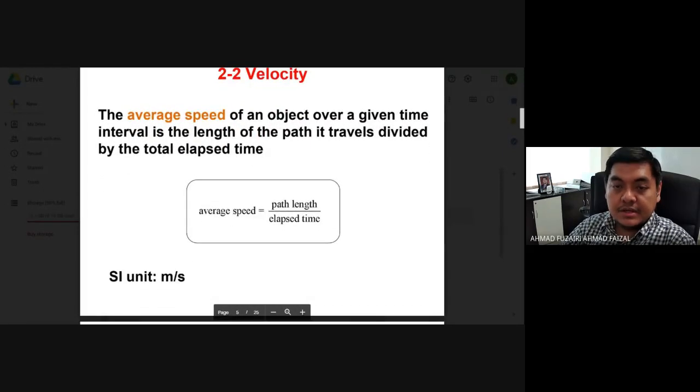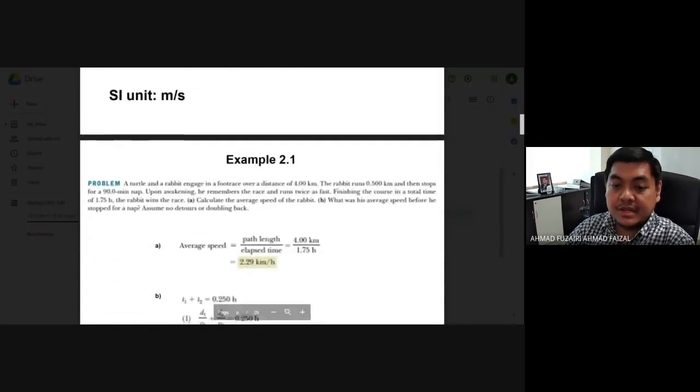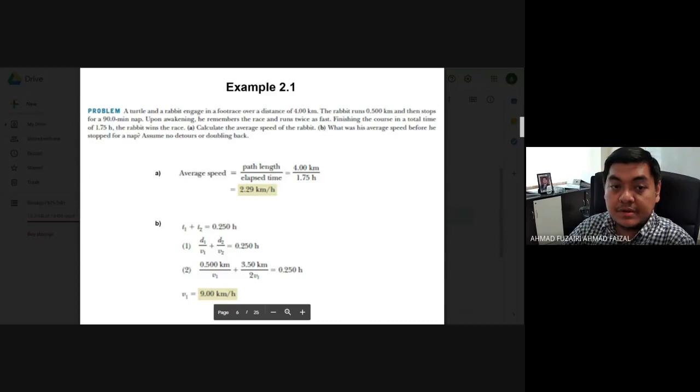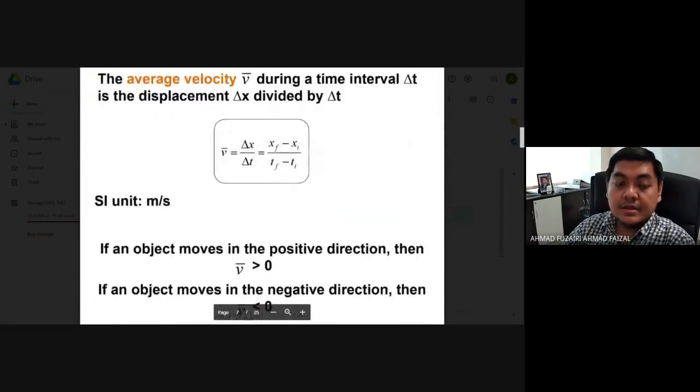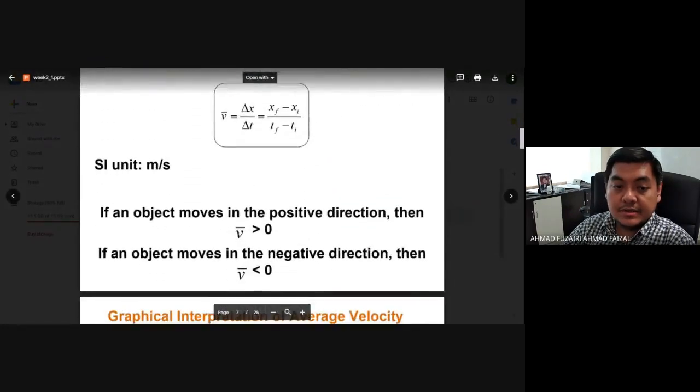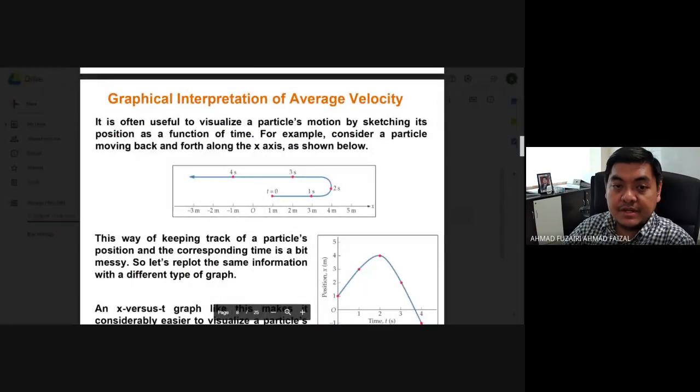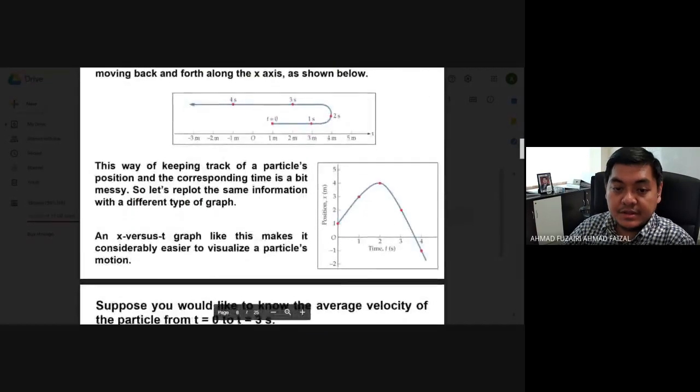And this is the velocity. Of course, the velocity is the total length over total time. The average, which means purata, we can define as the total path length over the total elapsed time. The SI unit for velocity is of course meter per second. This is one example that we are using, a turtle and a rabbit, that involves the average speed. This is also the graphical interpretation of average velocity.